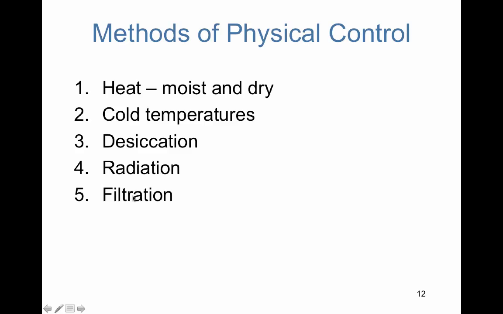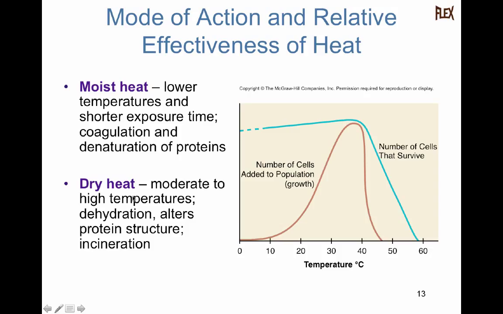Also filtration, where you're mechanically removing the microbes itself. So as far as heat, moist heat is more effective. So water is a better conductor of heat than air. And in the case of moist heat, it's lower temperatures and shorter exposure time that is required. And the target mechanism here is the protein. So it will cause coagulation and denaturation or misfolding of the proteins.